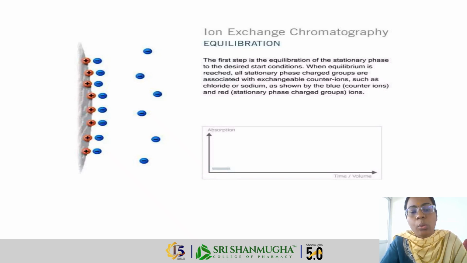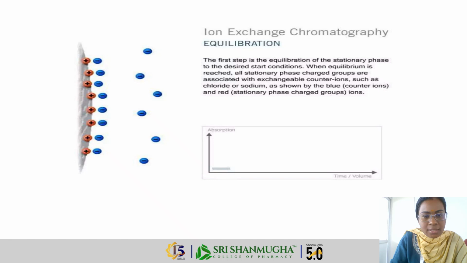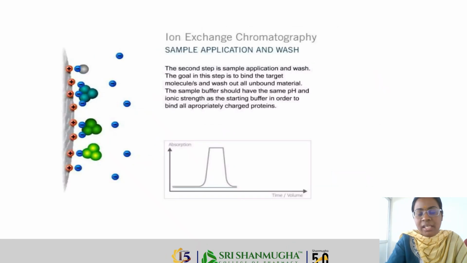In the figure, the blue ions are counterions and the red ions are the stationary phase groups. The red ions are the stationary phase, and the negative ions are counterions. This is the chart of absorption against the volume. And the second phase in ion exchange chromatography is sample application and wash.